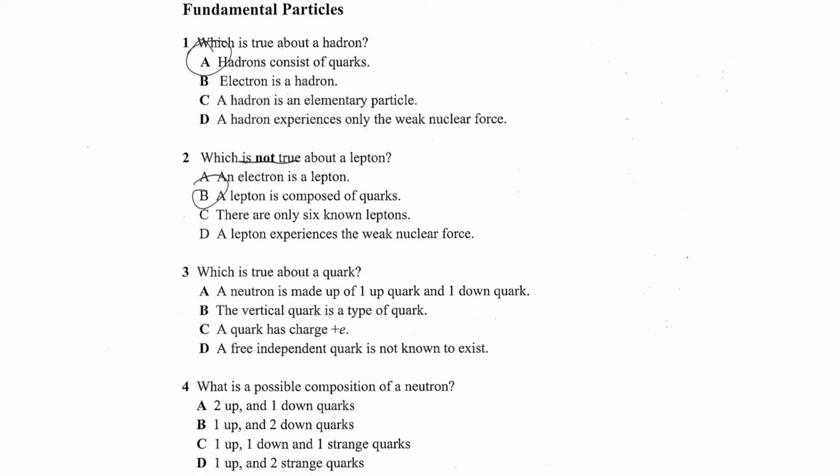So question 3, what is true about the quark? The answer is D, because there's no such thing as an independent quark. They're always grouped together to form hadrons. But hadrons can be further broken up into baryons and mesons.